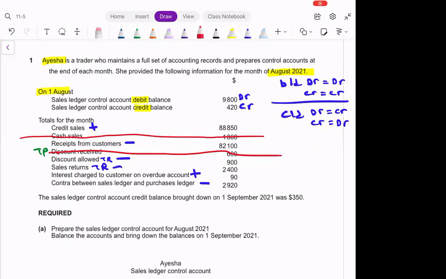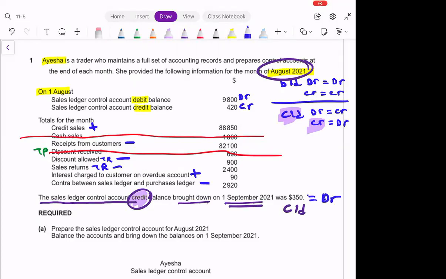Remember we are doing accounts for August, and suddenly this guy gave me the sales ledger control account credit balance brought down on the 1st September. This is the next month's BD. Next month's BD is this month's CD. So this is my balance CD, but they say credit side. If they say credit side, I need to record it in the debit. Understand or not?